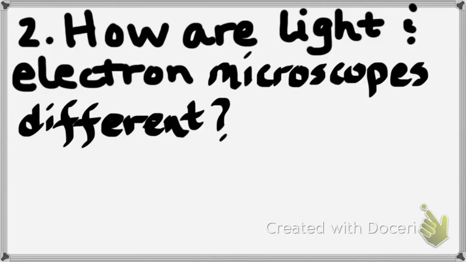So electron microscopes can be used to really see small things, really small things. It really opened up a whole new world when those were developed. We could really see small things.